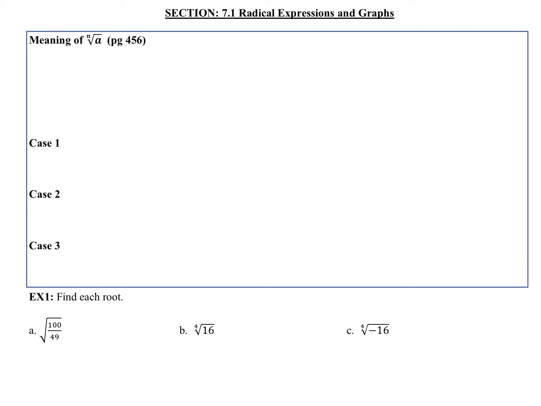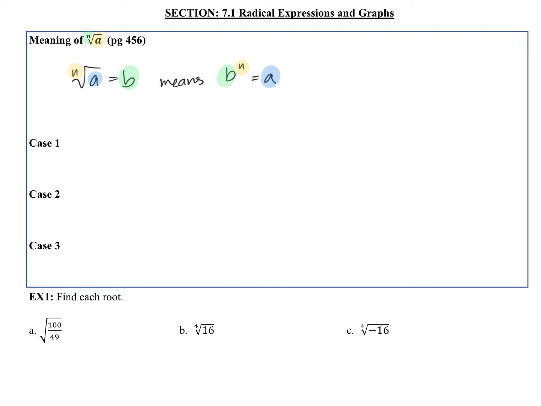All right, so we have the radical expression, and we're going to look at the meaning of the nth root of a. We read that as the nth root of a. What does it mean? Well, the nth root of a equal to some number b means that b to the nth power equals a. So let's take a look at this again. The nth root becomes the power of b, and the item inside the root is the answer to b raised to that nth power.